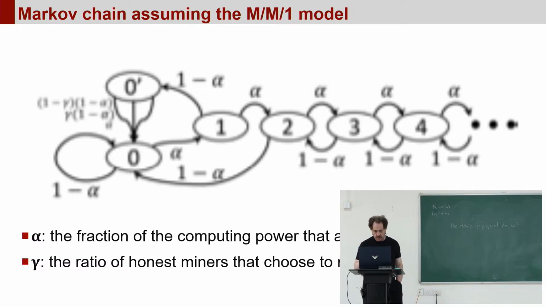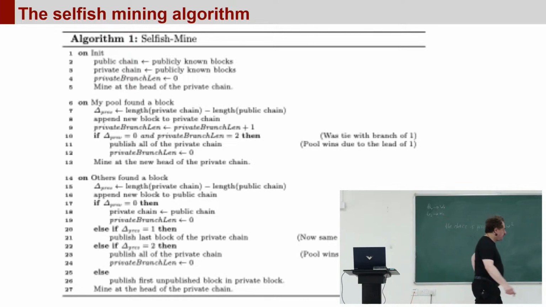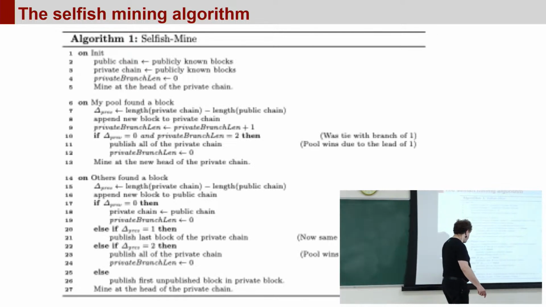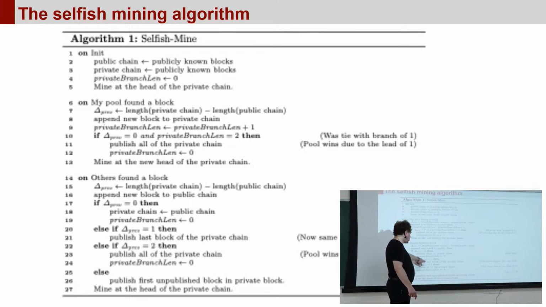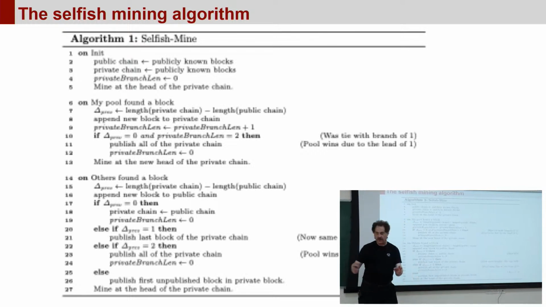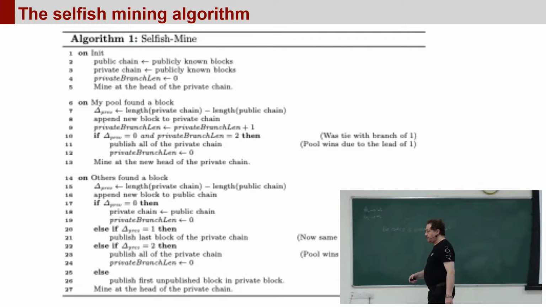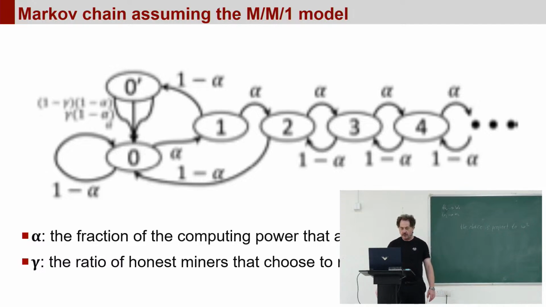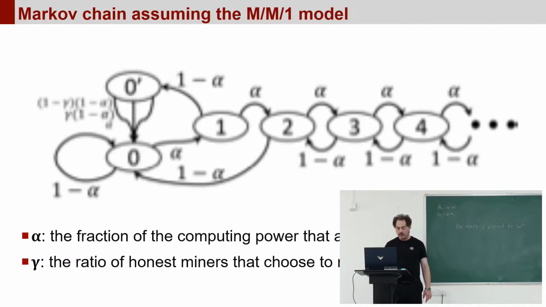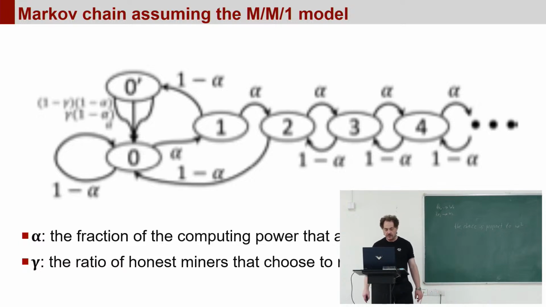What does it mean? This pertains to this case. So in this case we have branching. We published the last block of the private chain. Now we have 2 branches. So the assumption is that in this case, gamma is the fraction of the honest miners that choose to mine on the pool's, on the selfish chain, the selfish branch, and not on the honest branch.